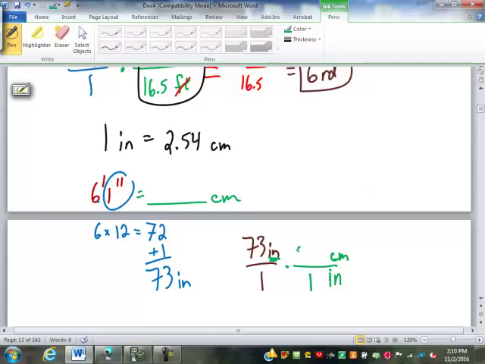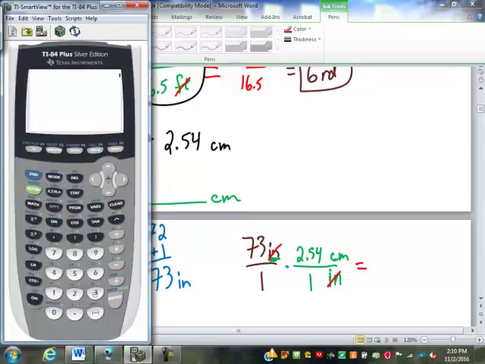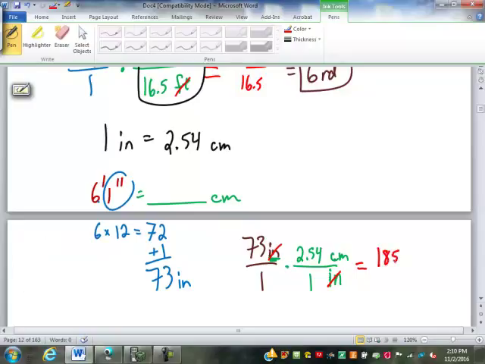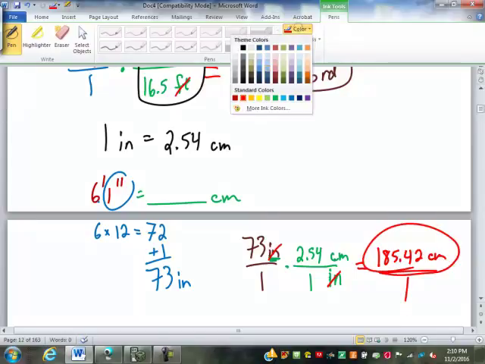Now we know 1 inch is 2.54 centimeters. So the inches will cross cancel. We have 73 times 2.54, which is 185.42 centimeters. And on the bottom, 1 times 1 is 1. So that's just 185.42 centimeters.